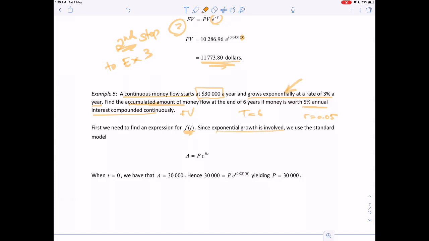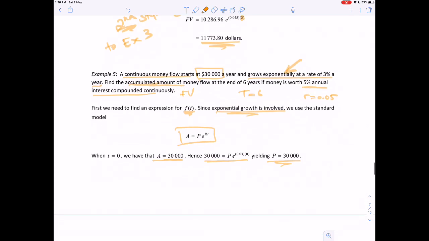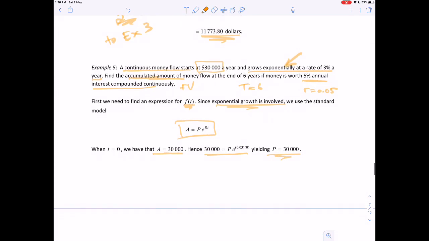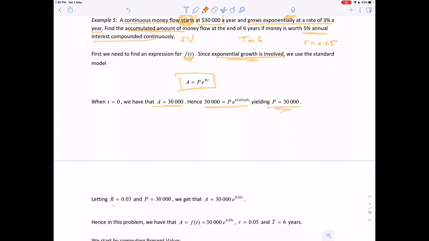Since exponential growth is involved, we are using A = Pe^(rt) again. Here, P is 30,000, so f(t) = 30,000 e^(0.03t). So our principal amount is 30,000, right? That's what it's starting at, which makes absolute sense. It says it starts at $30,000. So if we have these variables, then our function f(t) becomes this.